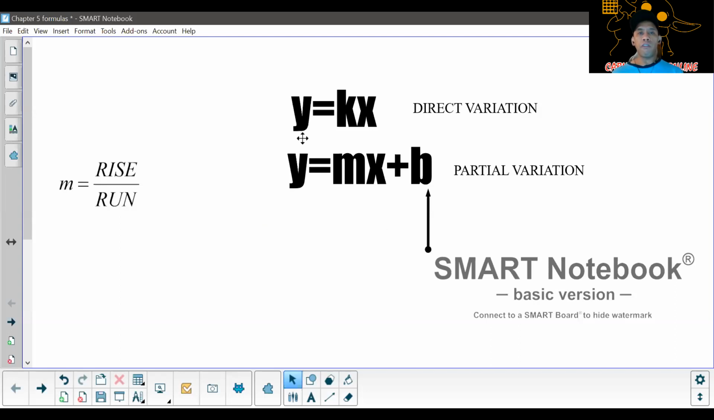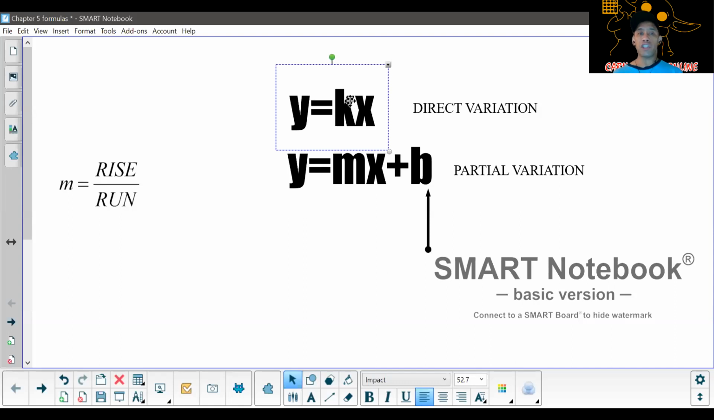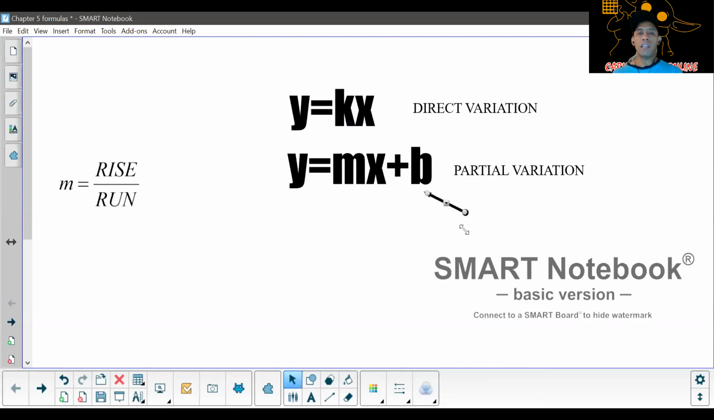From the first lesson, we learned direct variation, and every equation of direct variation is y equals kx. When we have partial variation, the equation for that is y equals mx plus b. Remember, graphically, the only difference between these two is that direct variation graphs start at (0, 0), and partial variation graphs start or pass through anywhere else. The b represented what was called the initial value.